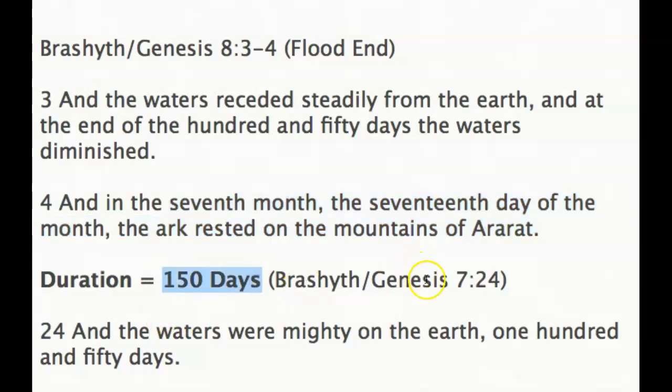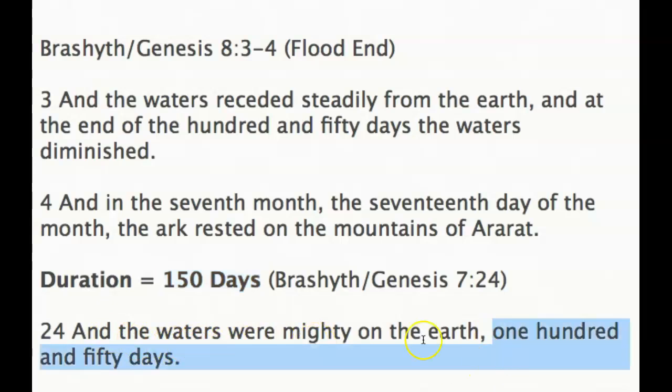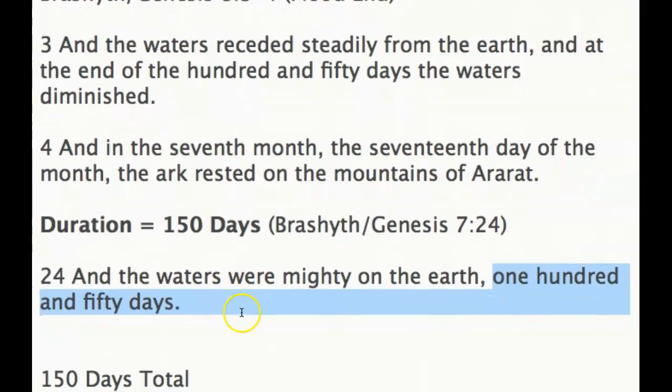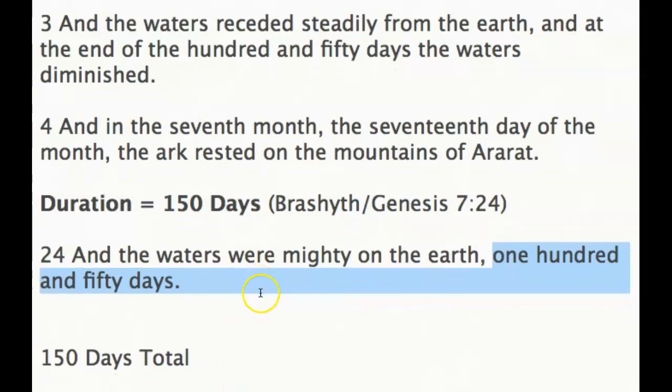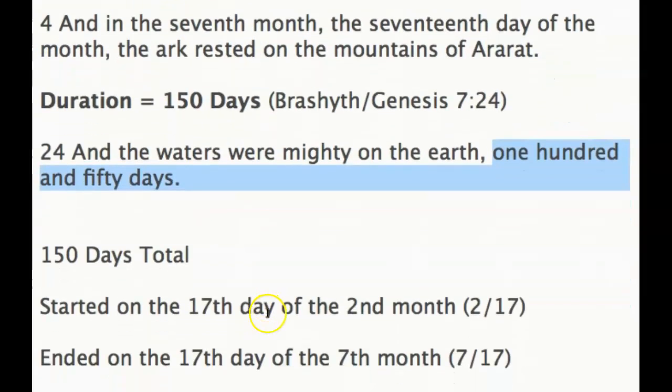150 days. And we have another witness to prove this in Brashith, Genesis chapter 7, verse 24, where it says, and the waters were mighty on the earth 150 days. So we see that the flood account total was 150 days total, according to the Torah, according to scripture itself. We see that according to scripture, it started and began on the 17th day of the 2nd month, or 2/17, and then ended on the 17th day of the 7th month, or 7/17.